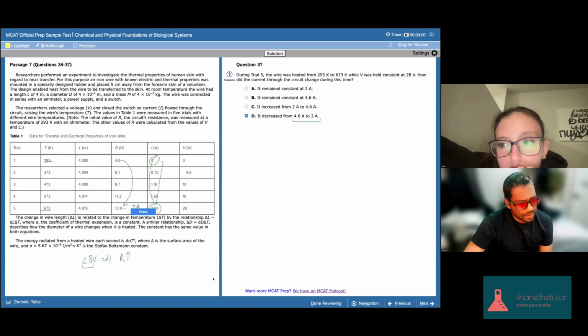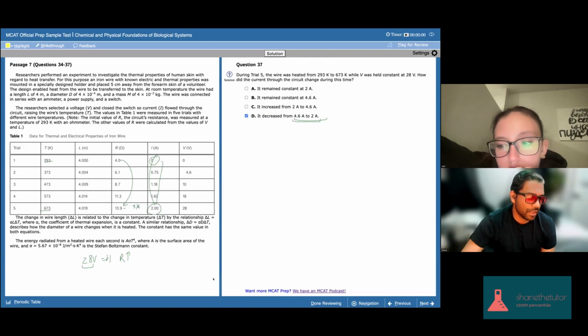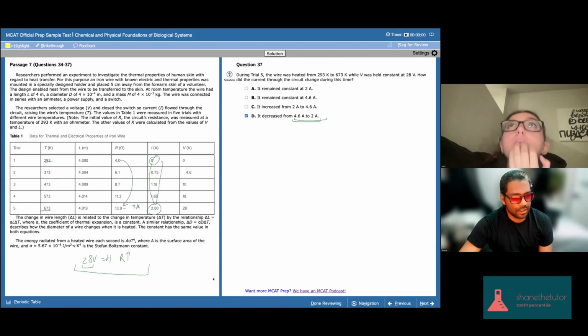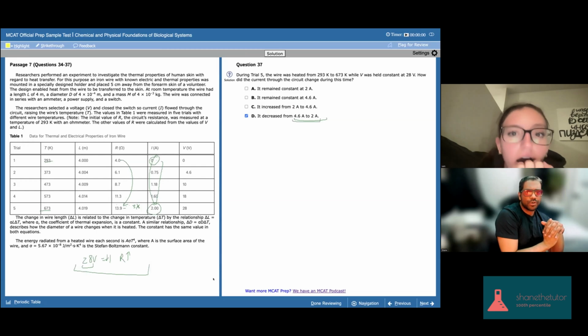Well, if from this we can at least say that the current should decrease, right? Yes. And I guess only one choice says that, but I'm wondering why.